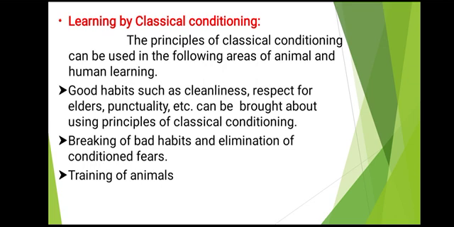We can use classical conditioning in developing good habits such as cleanliness, respect for the elders, punctuality, and we can also eliminate some bad habits or some kinds of conditioned fears. And third, we can also train animals. Pavlov did the same thing, he trained the dog to produce saliva after listening to a bell. Similarly, we can give training to animals by making association between left brain and right brain. We can also develop some good habits in human beings so that we can eliminate some bad habits.